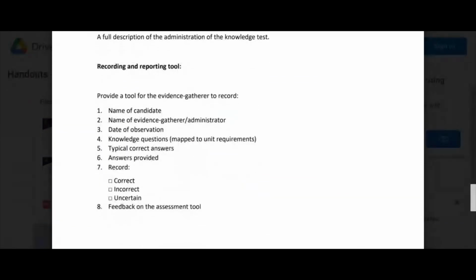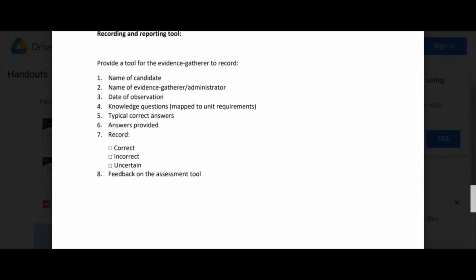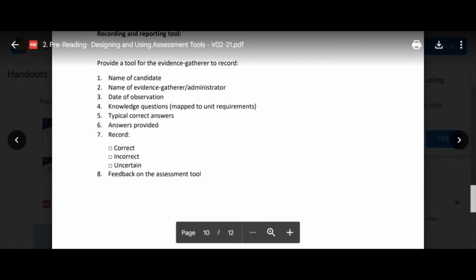Then you need to provide a recording and reporting tool. I would want to stress here that if you're using third-party evidence gatherers, and we're going to pick up on this next time we meet, because we're going to talk about administering the tests and making the assessment judgment. Basically, if you're using a third party, such as a supervisor or an evidence gatherer, and it was an oral assessment, you would need them to write the answers down, because they may not be able to make a judgment as to whether the answer was correct or not.